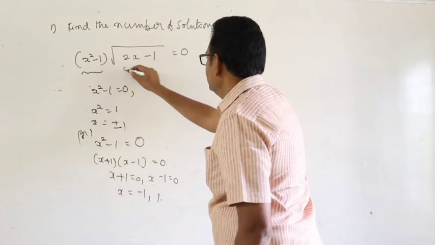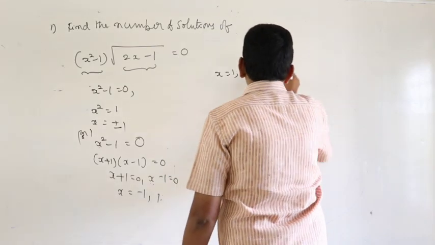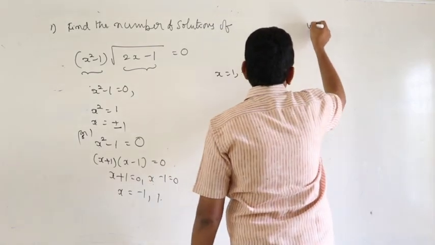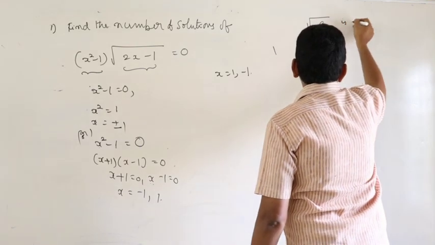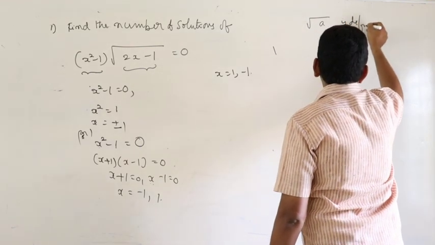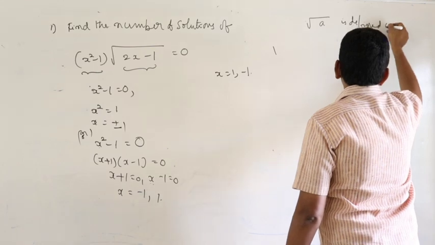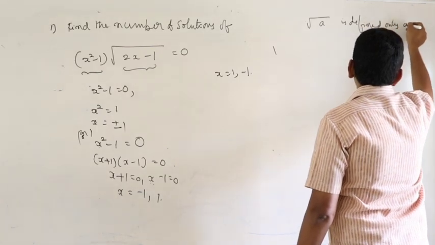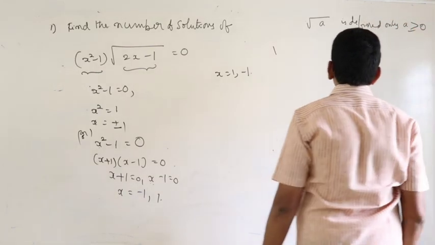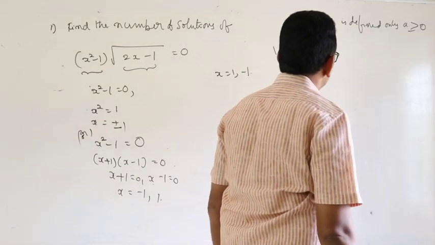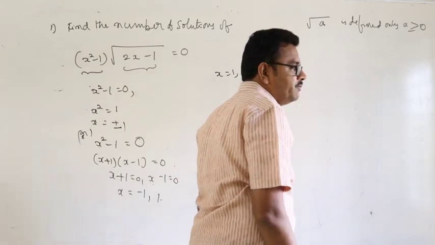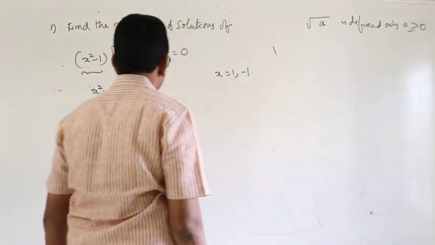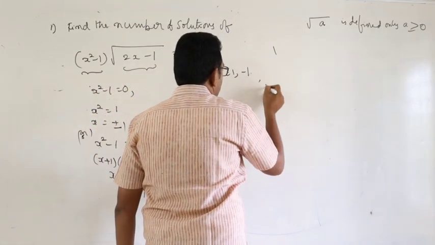What about the second one? I already told you that root A is defined only when A is greater than or equal to 0. A is a non-negative number, then only it is defined.